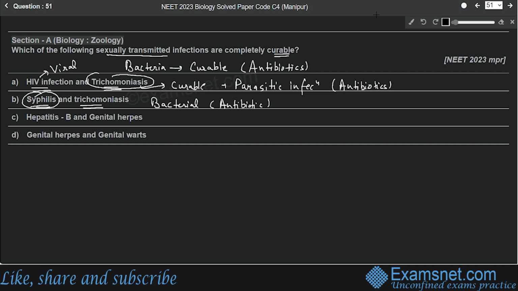Okay. In the third option, we have hepatitis B and genital herpes. Both are viral infections. Therefore, these are not curable. In the last option, we have genital herpes and genital warts. So these are also viral infections, both of them. So these are not curable. So the only option in which both the infections are curable is the second one. So option B will be the correct answer.